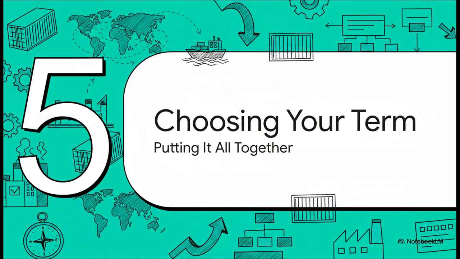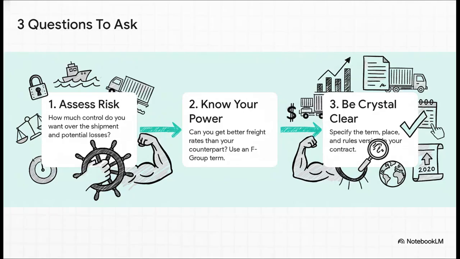The big question now is, how on earth do you choose the right one for you? It's not about just pointing at a list. It's really about matching the term to what your business can handle. I think it boils down to three key questions. First, what's your appetite for risk? How much control do you really need over the process? If you want to manage everything, maybe EXW is your jam. Second, what's your logistical muscle? Can you get a better shipping deal than your supplier? If you can, then one of the F group terms could save you some serious cash.